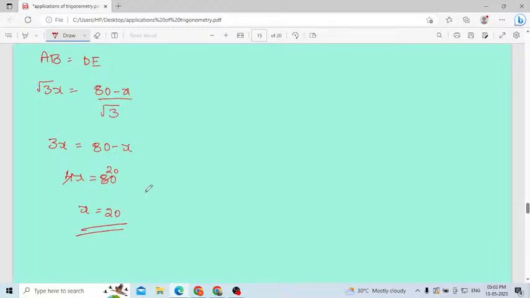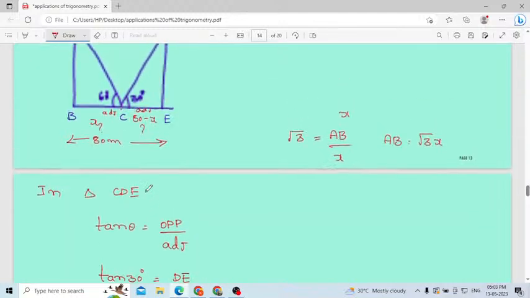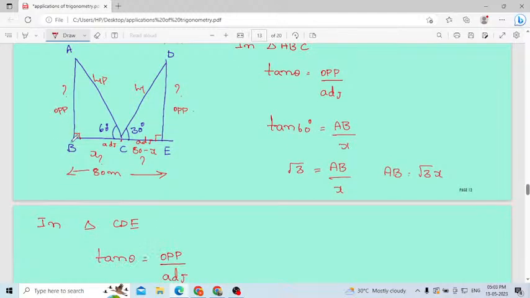Okay. Then here, what we assumed in the beginning, this x value is 20. Then 80 minus 20 is 60. Here we got the distance. Here these two distances we got. X value is 20, which means 80 minus 20 is 60.